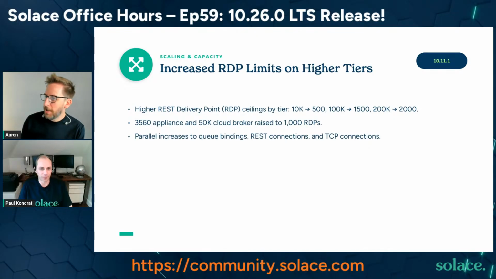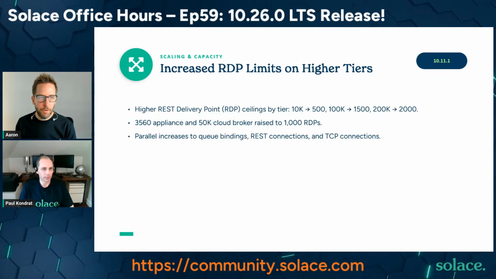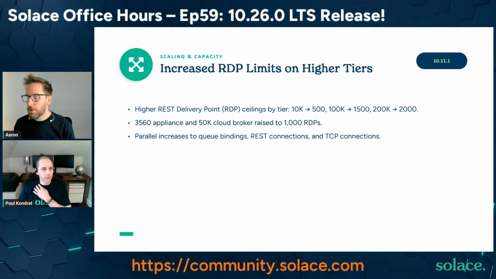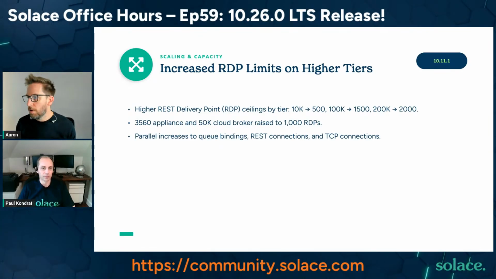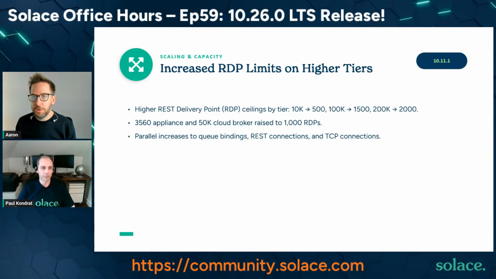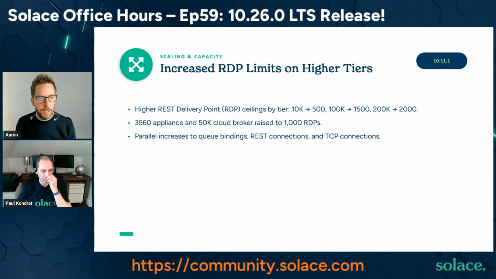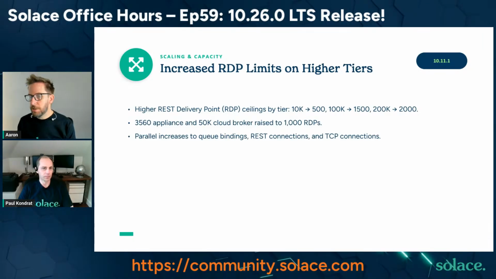Last one here. I guess this came out in 10.11, so not too long ago. Basically, we scaled up the number of RDPs. A lot of our enterprise and cloud-based customers especially use RDPs, REST delivery points, to integrate with their various backends. It allows the broker to REST post, essentially a webhook, out to different types of services, into the cloud, into databases, and we've scaled up the number of connections and number of RDPs that you're allowed to configure on the broker. So just a useful thing for those people that use Solace a lot with their REST native services. And yeah, that's the end of the slides.